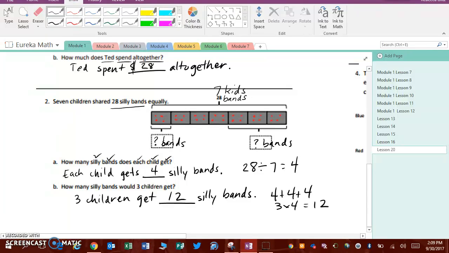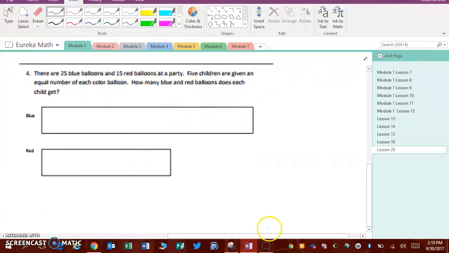So don't let these strange-looking tape diagrams confuse you. Just go piece by piece. Label what you know in the tape diagram. Get down to the questions they're asking you and solve them one at a time. Let's go to the back side now.